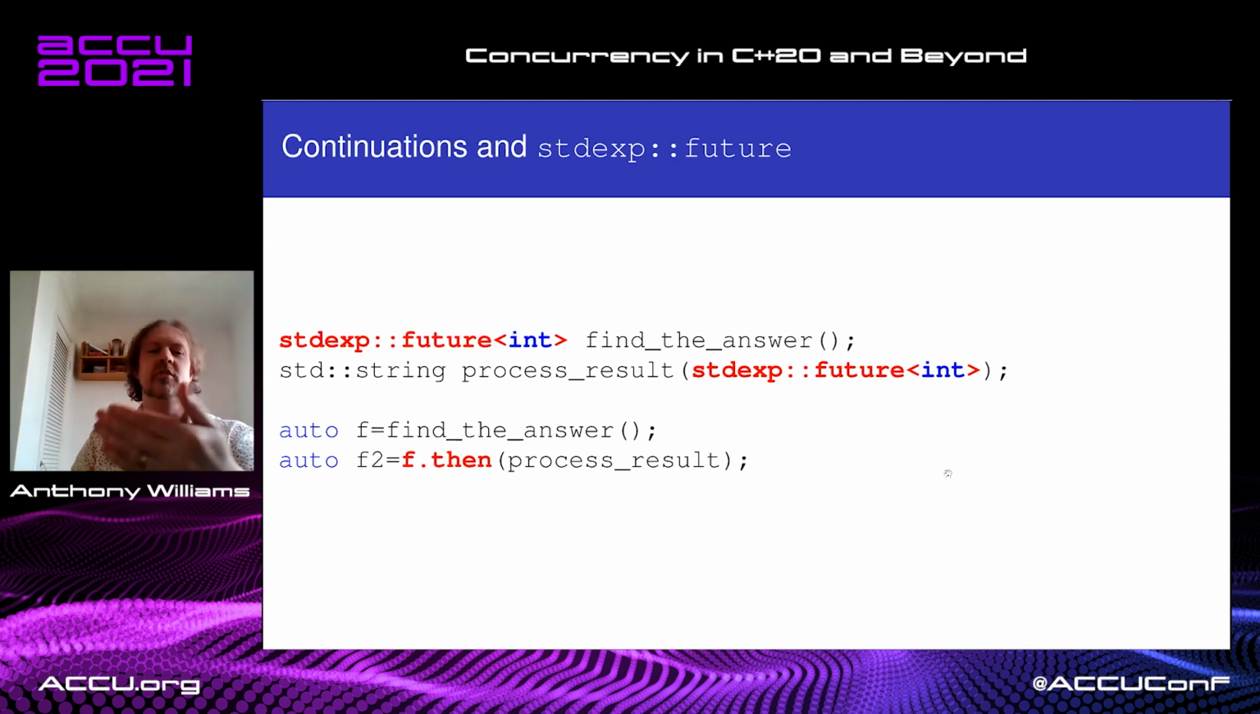So we have to try and find the answer, and then we want to process the result when we've got it. So we can then call f.then to chain the two together. And this schedules the task in some unspecified manner. So this is one of the reasons why it's in a TS. We're wanting to allow implementers to say, well, how is it best to schedule these tasks? And to be quite honest, the answer is going to be executors, which we'll cover in a minute. But for now, with the Concurrency TS, it's not specified. It will run that chained continuation in some unspecified thread.